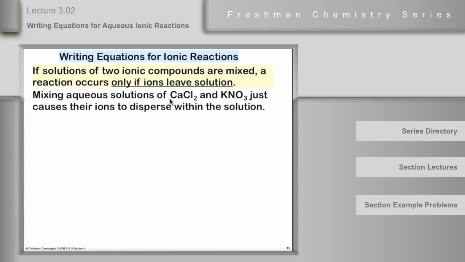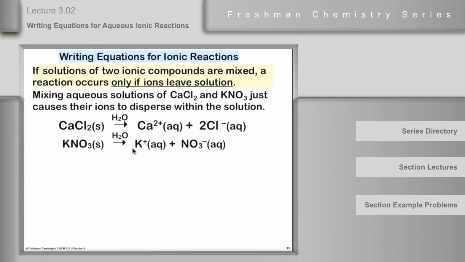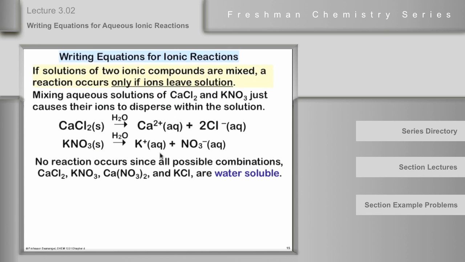Suppose the two solutions we had were calcium chloride, one of them, and potassium nitrate, the other one. And if we mix the aqueous solutions, no gas forms, no solid forms. In fact, nothing happens. The calcium chloride dissolves in water to make calcium ions, Ca 2 plus aqueous, plus 2 chloride. The potassium nitrate, likewise, forms K plus aqueous and NO3 minus aqueous. But the ions don't interact with one another. All the ions stay right there.